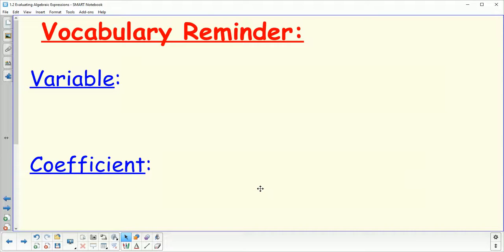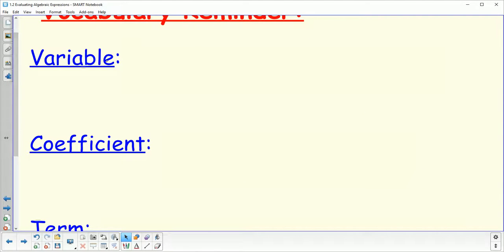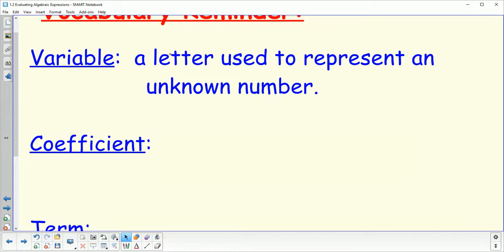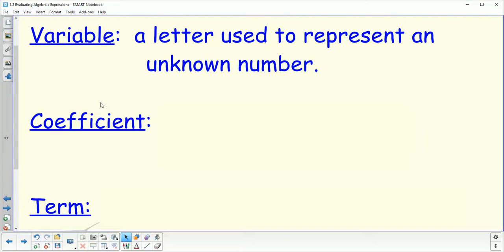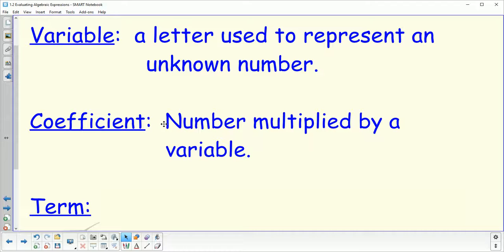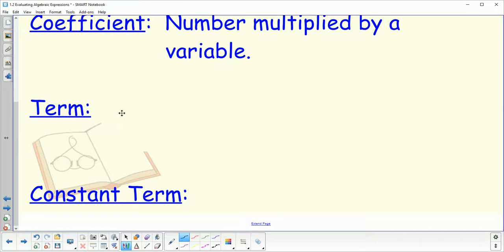So before we do that, we're going to do a quick reminder of vocabulary that you've seen in the past. Most of us probably remember this. It's just going to be a quick reminder. So a variable is going to be any letter that represents an unknown number. Coefficient is when we have a term or a number that is multiplied by the variable. So it's the number in front of the variable a lot of times. So if I write down some term like 2x, then our variable is the x and our coefficient is the 2.